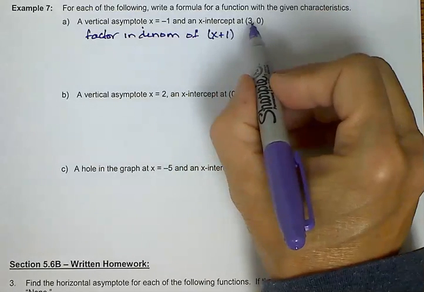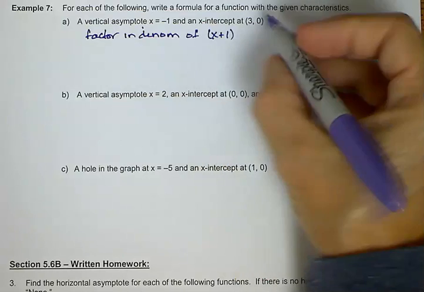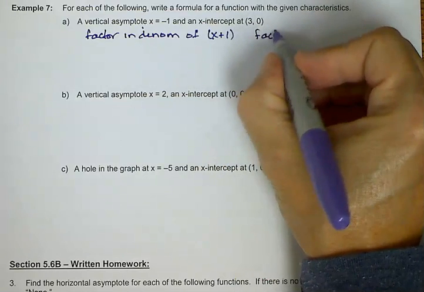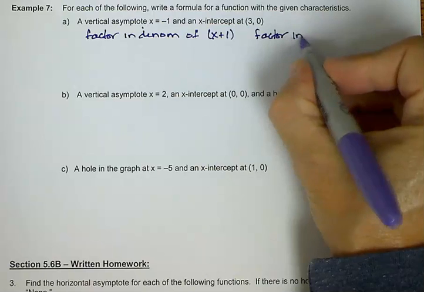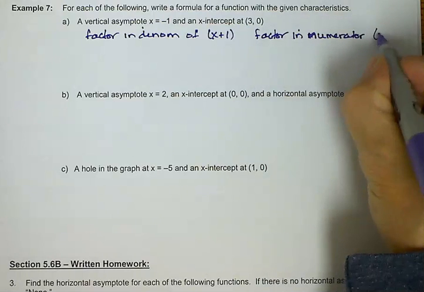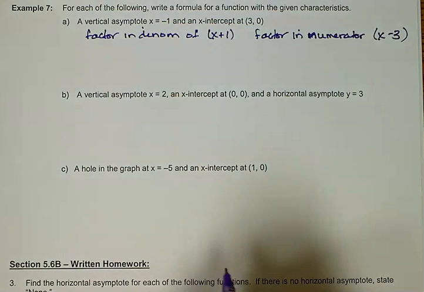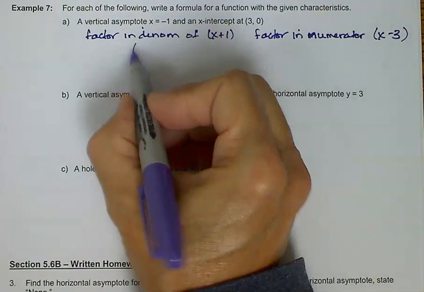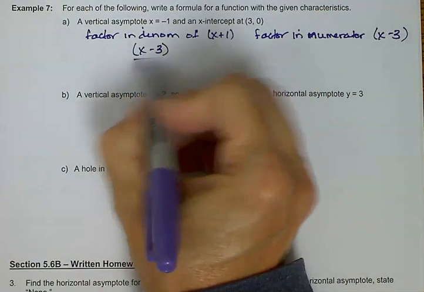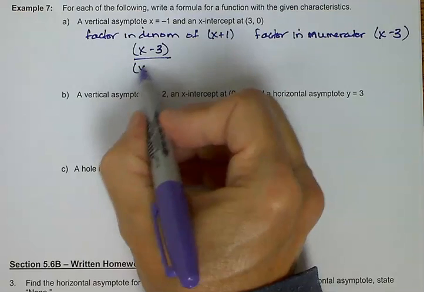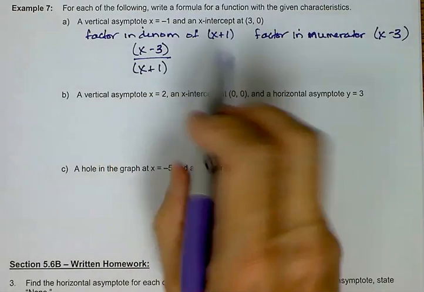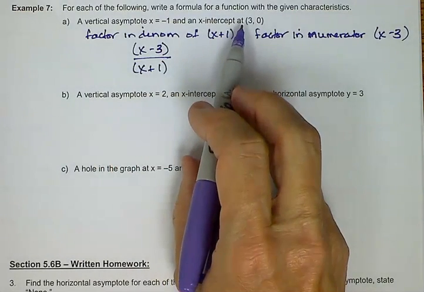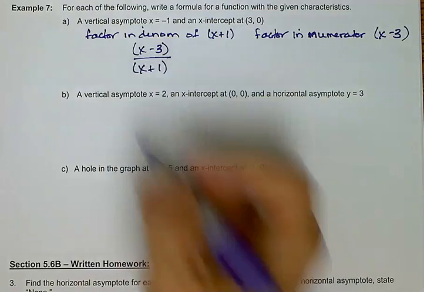If we have an x-intercept at 3, that means that we would have to have a matching factor in the numerator, and that would be x minus 3. So now what we know is that we have to have a factor x minus 3 in the numerator and a factor x plus 1 in the denominator. Since that was all the conditions we had for our graph, then this could be our function.